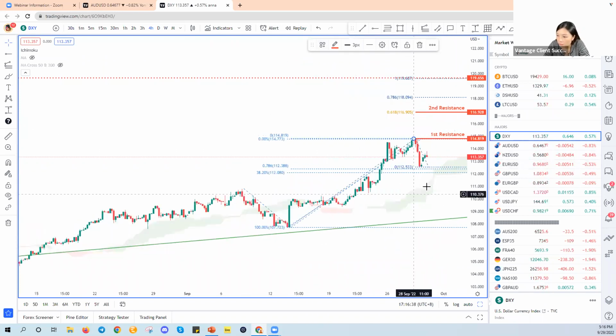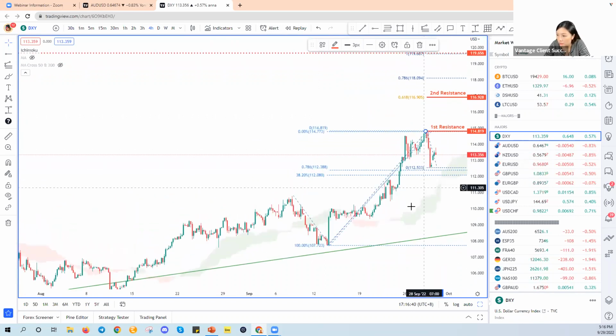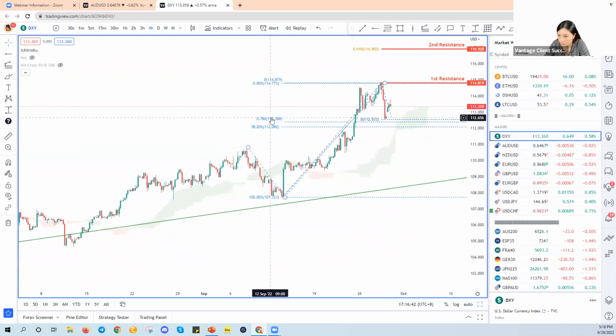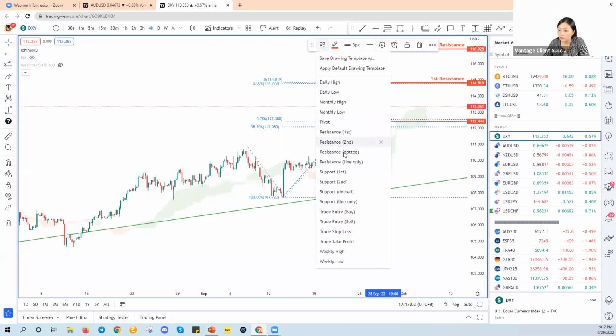Okay. Price is currently testing around the levels of 78.6 projection and 38.2 retracement. Okay, projection, retracement here. But the Ichimoku cloud seems to be telling us that there is quite strong bullish momentum.